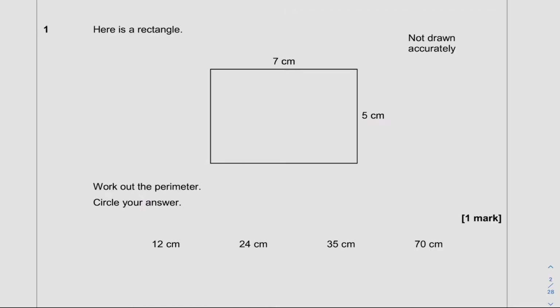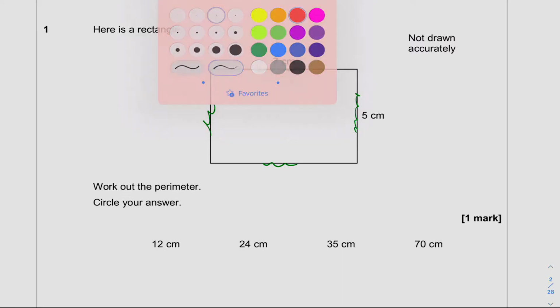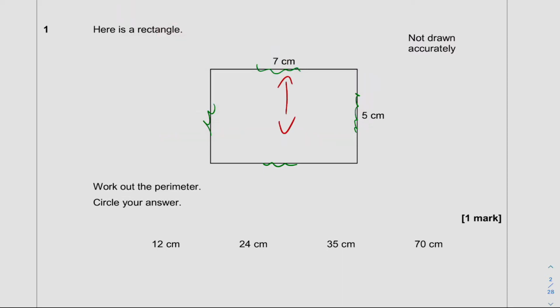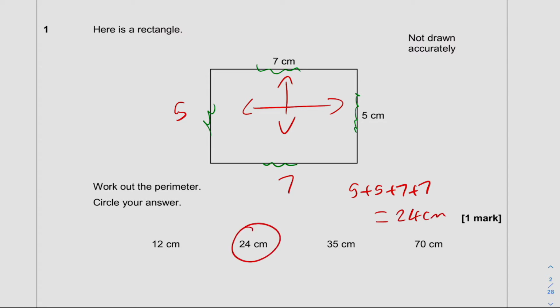So for the first question on this paper, we are told we've got a rectangle as shown here, and we just simply need to work out the perimeter. So the perimeter is the length of every single side on the rectangle added together, so we can label the other sides. These two are the same, so this is 7, and then these two are also the same, so this is a 5, so it comes out as 5 plus 5 plus 7 plus 7, and this is equal to 24 centimeters, so the answer is 24.